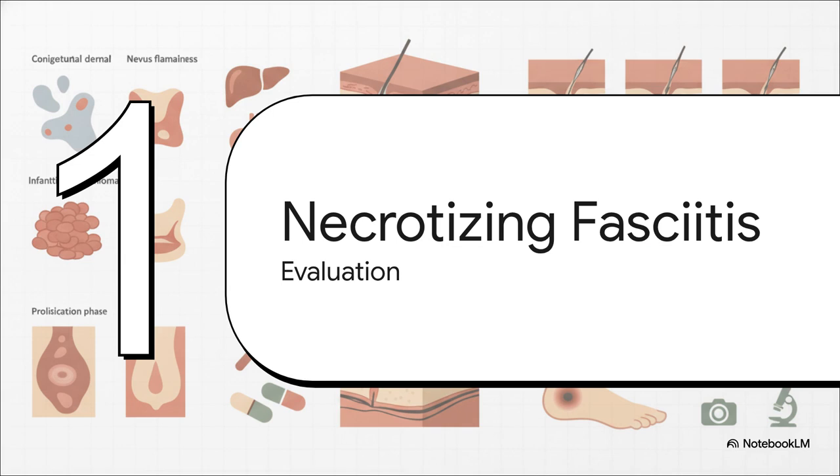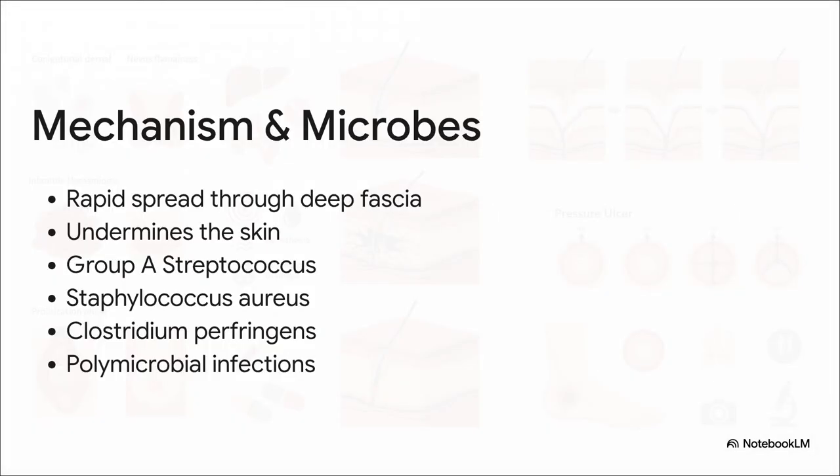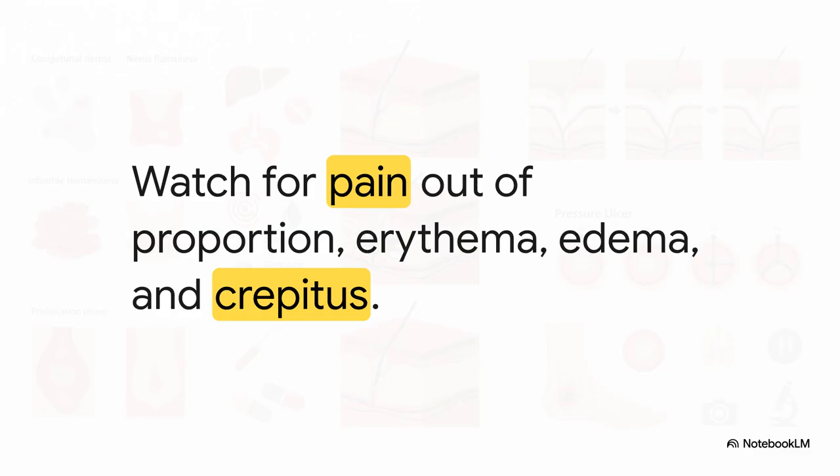Section 3. Necrotizing fasciitis evaluation. The mechanism here is rapid spread through the subcutaneous tissue and deep fascia, which undermines the skin. For microbiology, the primary offending organisms include Group A Streptococcus, Staphylococcus aureus, Clostridium perfringens, or polymicrobial infections. The clinical clues usually start with minor trauma, often on an extremity or the perineum, followed by erythema, edema, and systemic toxicity like fever or hypotension. What you're really looking for is severe pain out of proportion to exam findings, paresthesia at the wound edge, dishwater drainage, crepitus, and subcutaneous gas. And remember, do not let normal-looking overlying skin delay care.